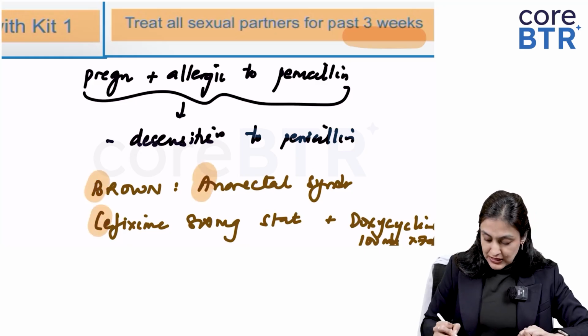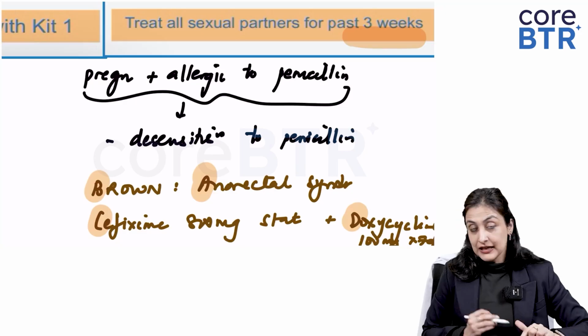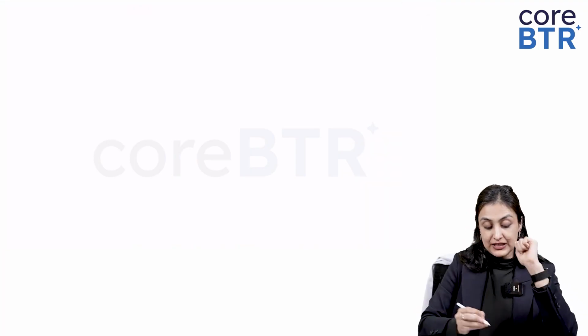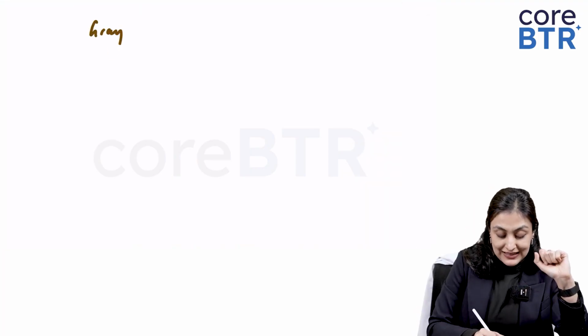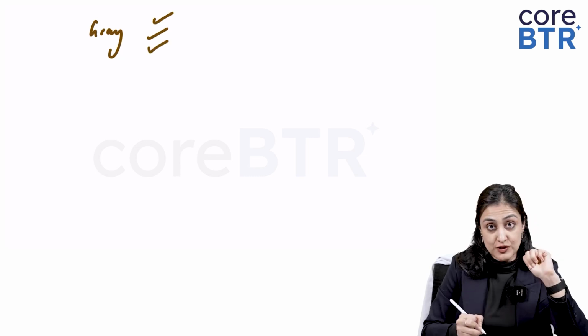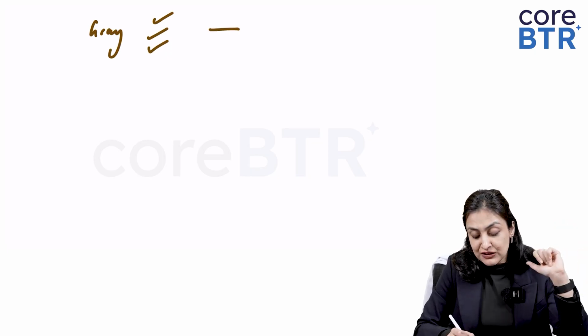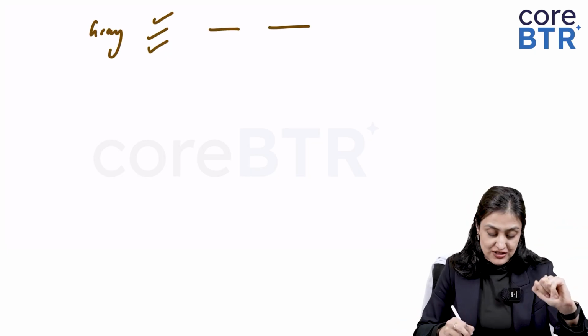Anorectal, brown, cefixime and doxycycline, right? So these are all the kits. Let's very quickly revise every kit. So we had kit 1, gray: urethritis, cervicitis, scrotal swelling, gonorrhea, chlamydia. What were we combining? Azithral 1 gram stat, cefixime 800 mg stat.